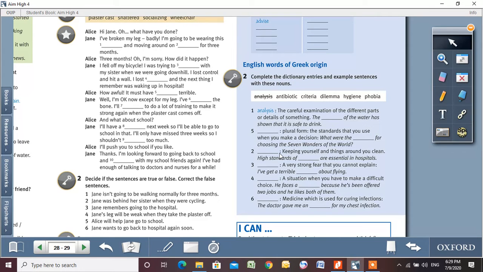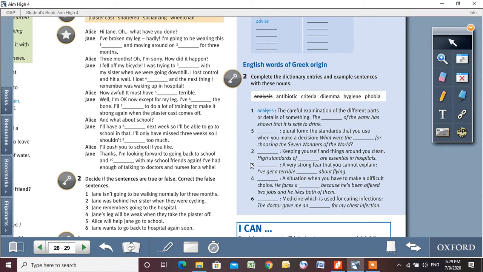for example, when you enter the hospital, you have to be careful of the hygiene, which hospital you are picking in order to go to. So it depends on the hygiene of the hospitals, if it's clean enough, if it's not clean. So it means that everything that is around you is clean. So this is the meaning of hygiene. So high standards of hygiene are essential in hospitals, of course.